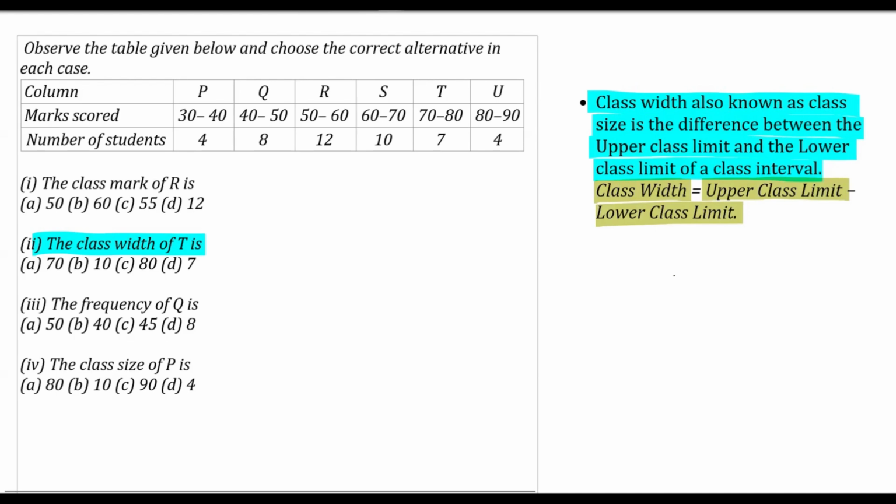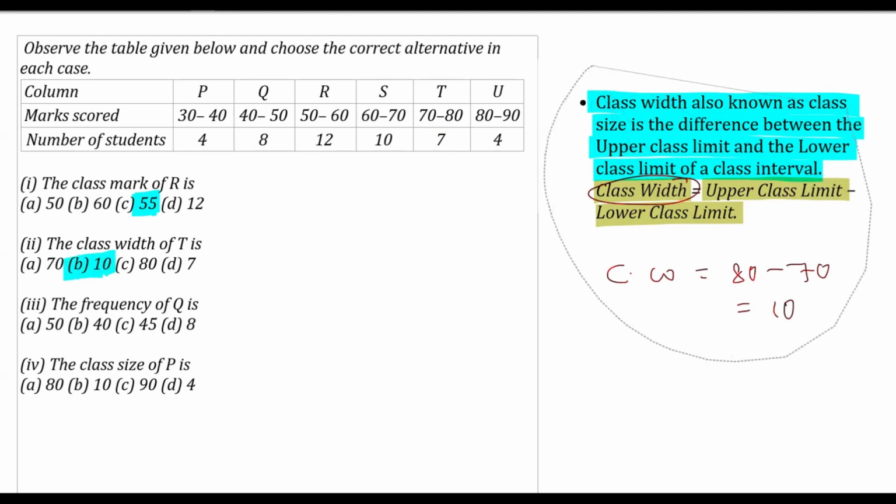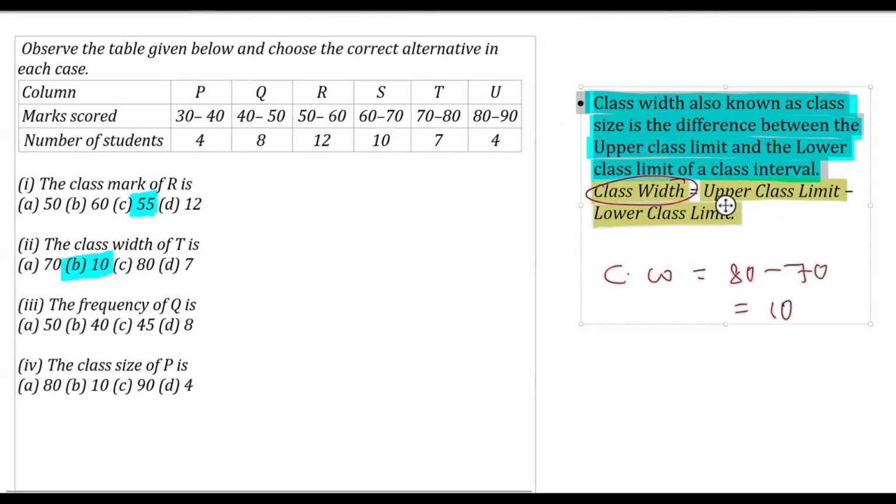So look into this question. We have to find for the t, and you can see this is the class interval. So the class width, as I said, or class size, is the upper limit, which is 80, minus the lower limit, which is 70. So it comes out to be 10 in this case. So the first was 55, right? And the next is 10 over here. Now check for the next question.